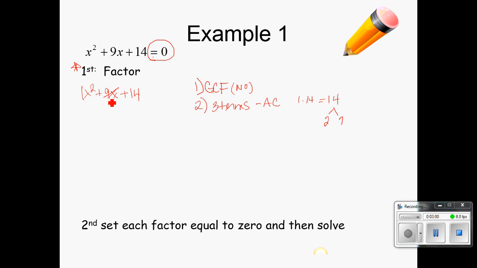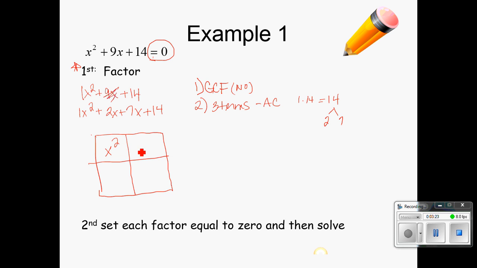Go ahead and replace that middle term. So bring down the first term. Bring the 2x and the 7x over. That replaces the 9x. All right, and then bring down the 14. Okay, so now we can do 4 squares here, and put the terms inside the squares. And then we can factor the first row. That has an x in common. The second row has a 7 in common. The first column has an x in common, and the second column has a 2 in common. And so the 2 factors are x plus 2 and x plus 7.